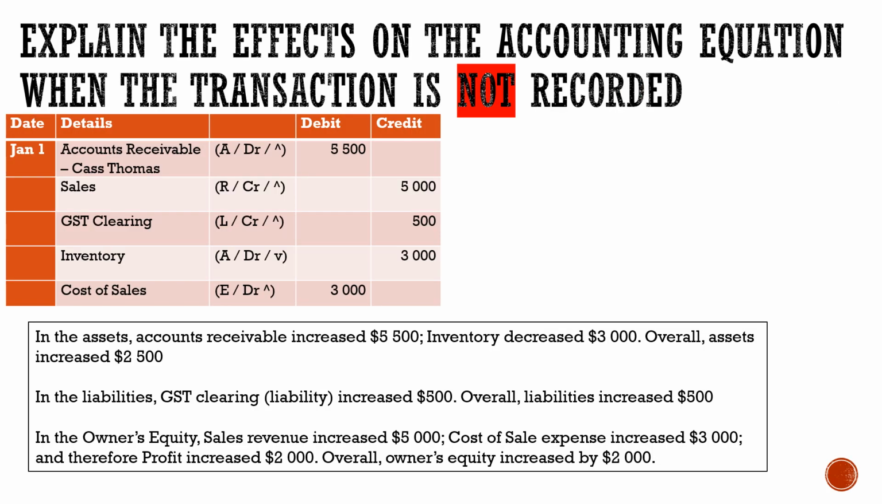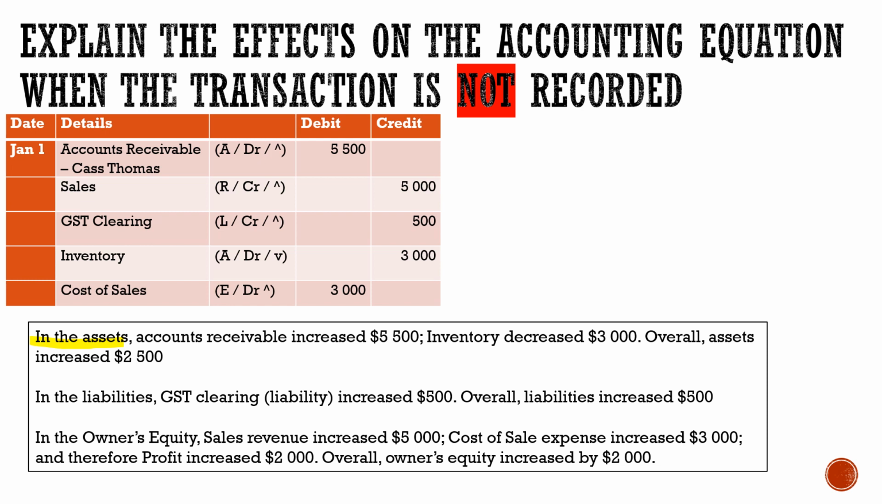Now we're going to look at explaining the effects on the accounting equation when the transaction is not recorded. So using the same method as we just did, we're going to use this sample response for when the transaction is recorded, and we're going to switch it around with the words understated and overstated so that this response is the effects when the transaction is not recorded. So we're going to start off with the assets.